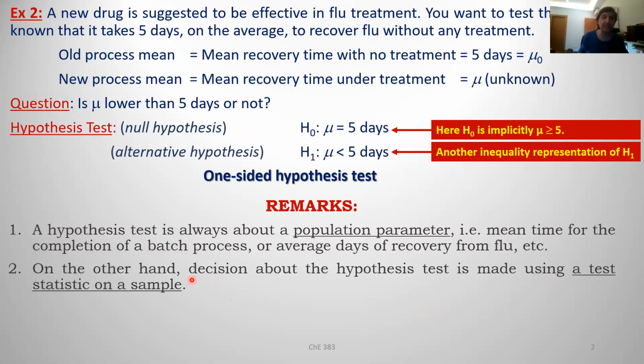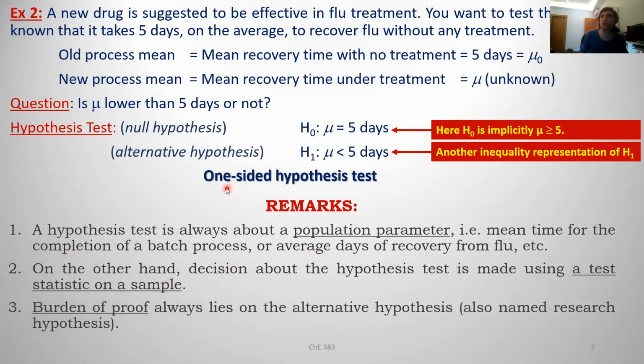And the second remark is that the decision about the hypothesis test is made using a test statistic on a sample. I have already talked about this. Actually, I have combined those two remarks as one, but they are actually two separate remarks. All right. And the third one is going to be question related: why do we construct the hypothesis test in this manner?